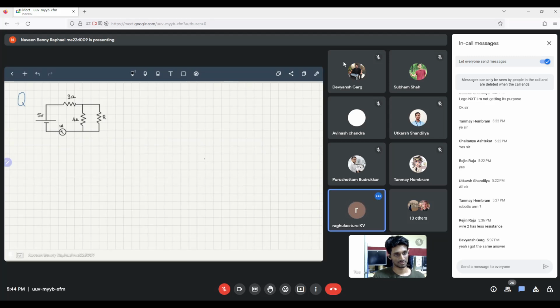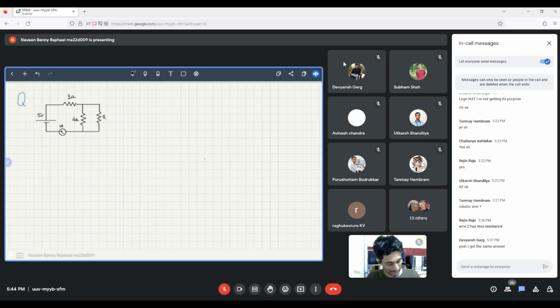Excuse me. 25 by 16. That's not right. Unless I've made a mistake when making the question, but I'm fairly certain that's not right. Okay, 4 ohms, sir. Yes, that's right. It's 4. I made the question so that it would be 4 ohms. So yeah, the answer is 4 ohms.